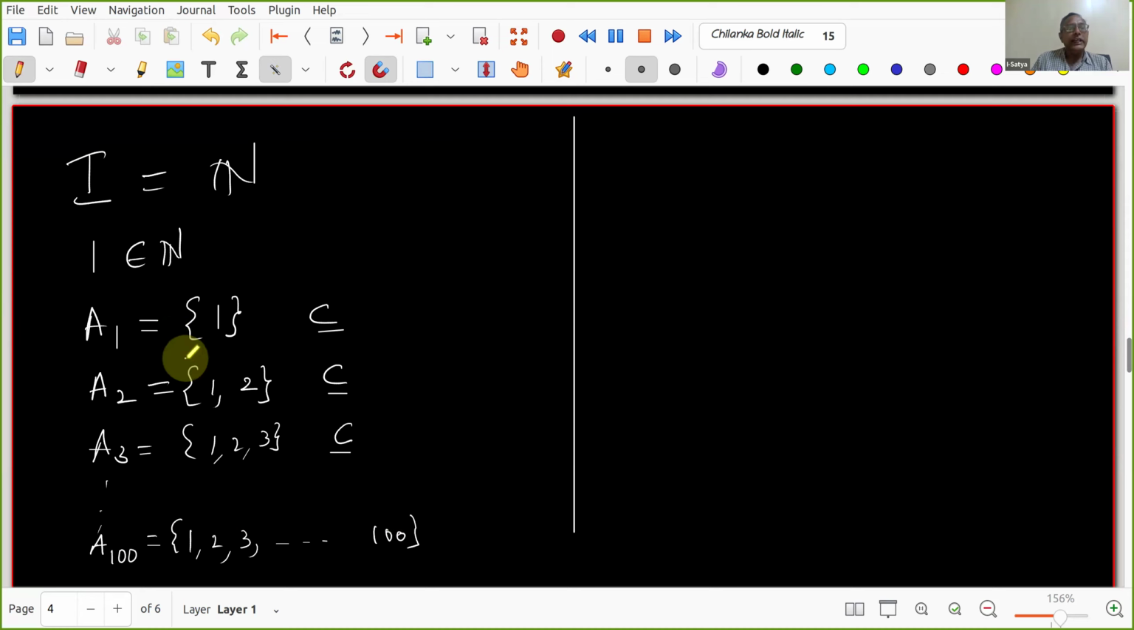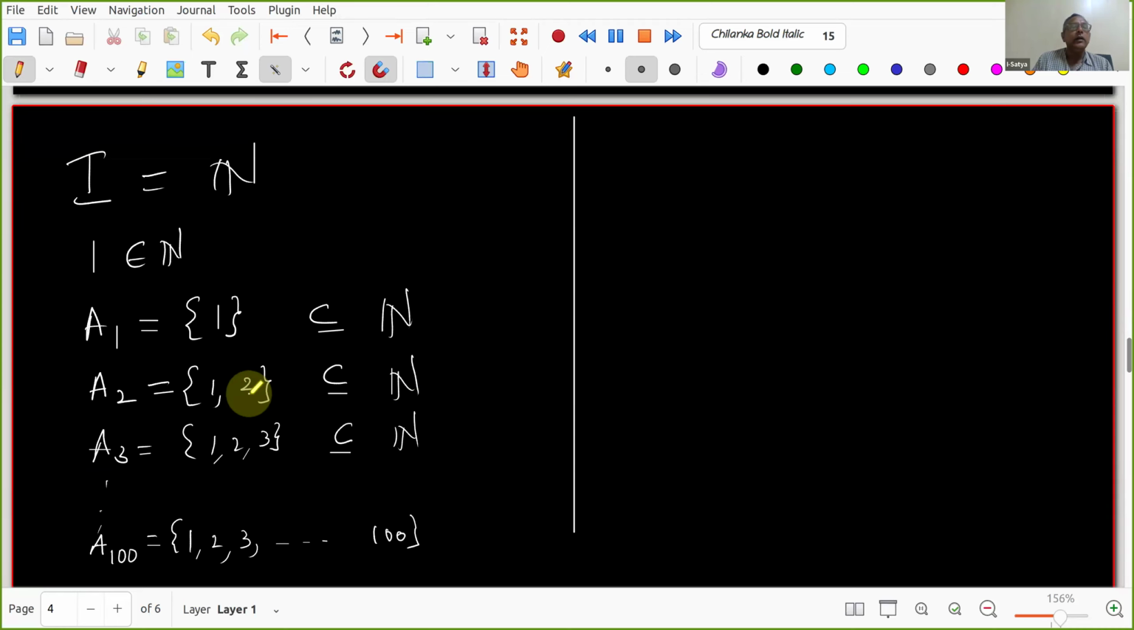So for each natural number, I constructed a subset. Is everyone clear? These are subsets of which set? Room number 5, Vidwan Sharma. A1 is a subset of which set? The set of natural numbers. What about A2? Set of natural numbers. Right, good. All of them are subsets of natural numbers.